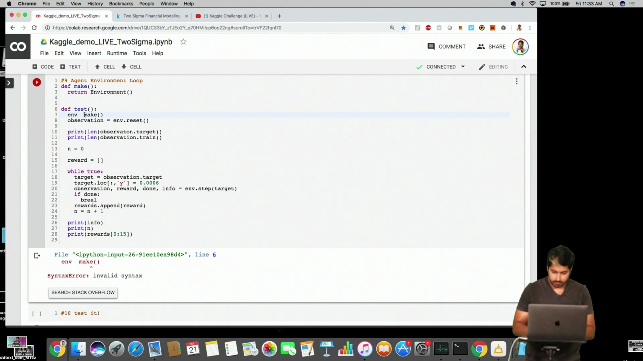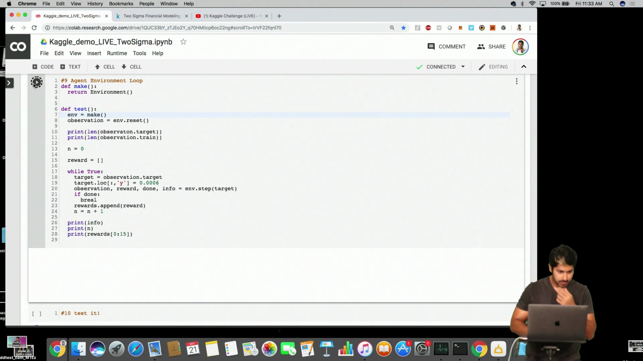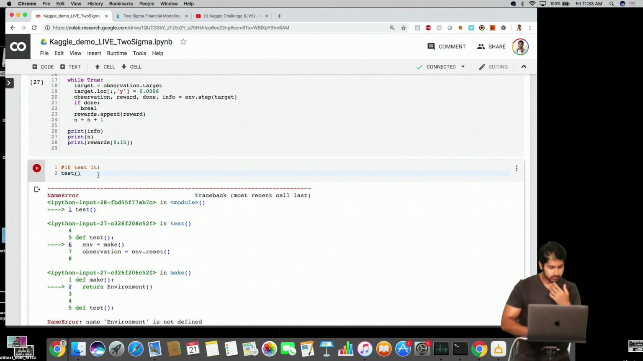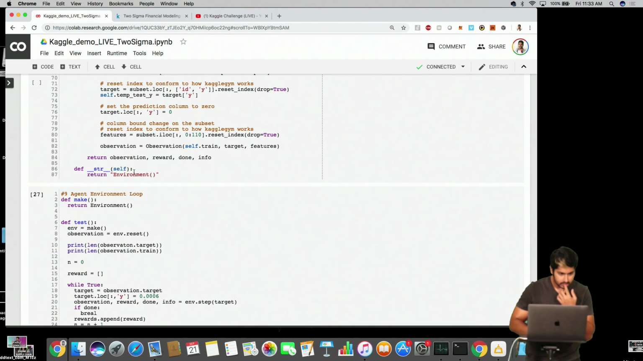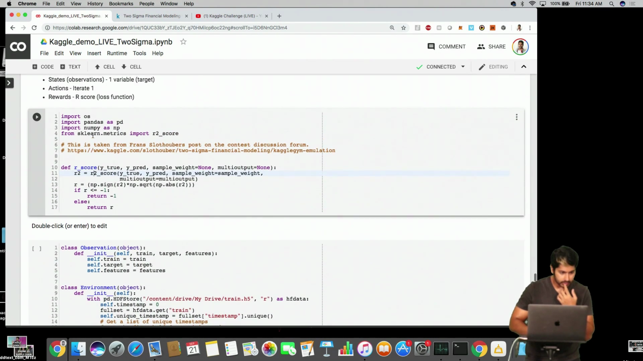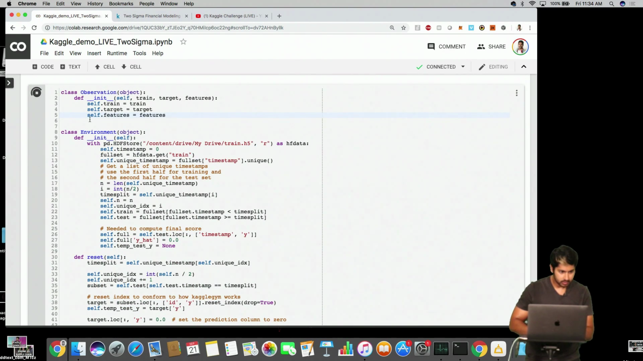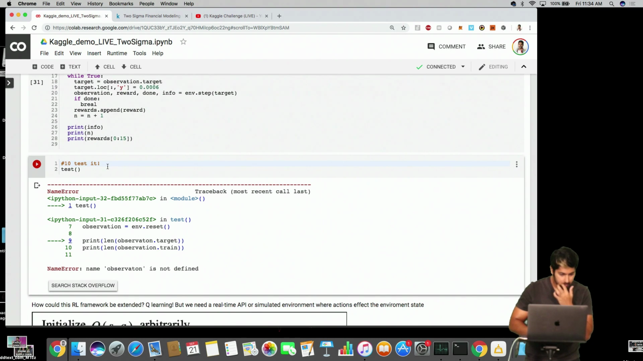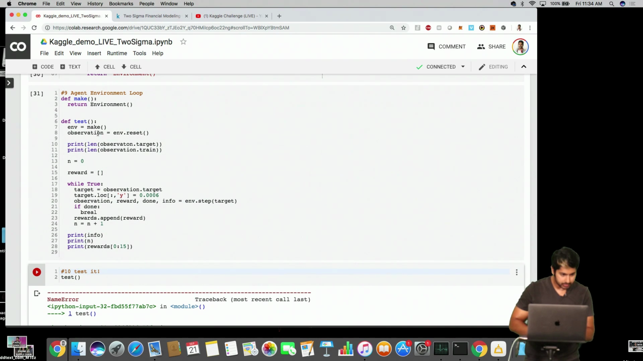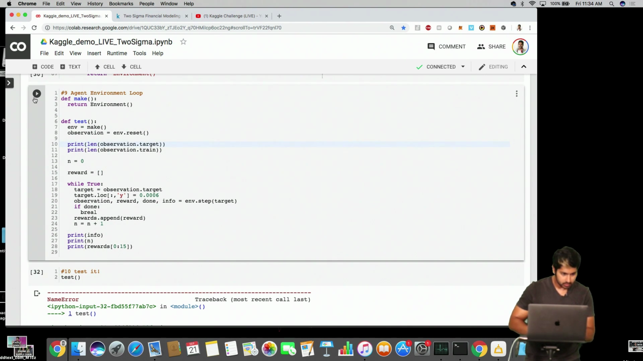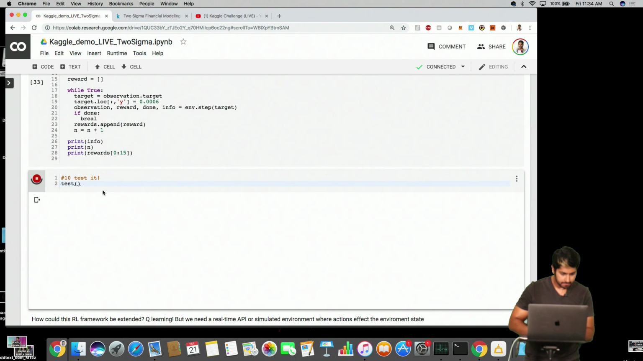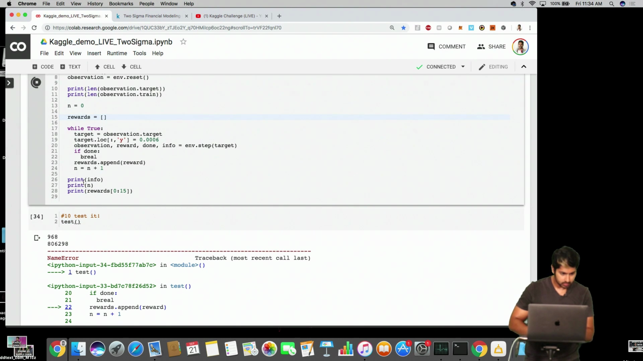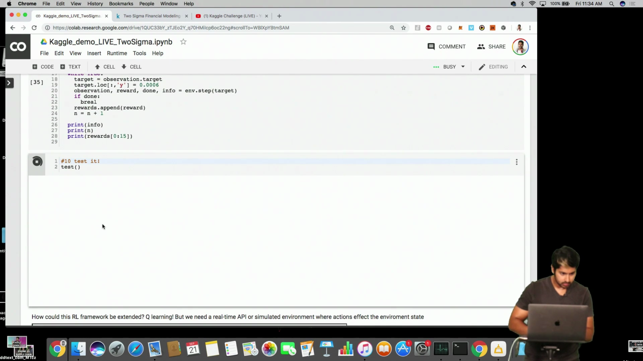Invalid syntax for make. All right, environment equals make. Okay, and then I'll test it out. All I do is just run test, and that's going to give us what? Environment's not defined. Did it really? No, it is. Check this out. Right? Oh, okay. Observations not defined. Line 9, observation. Rewards is not defined. Rewards out append. Oh, rewards. Okay.